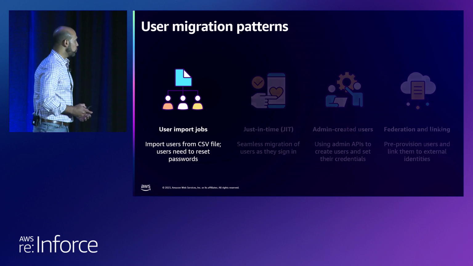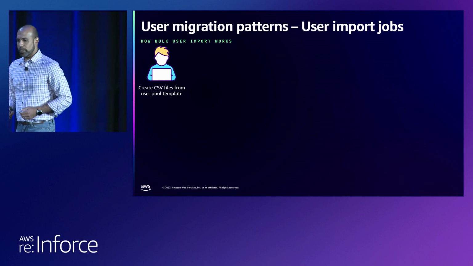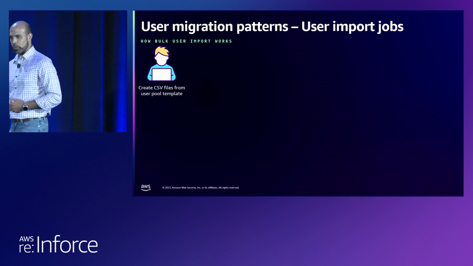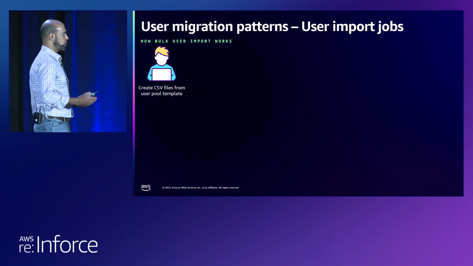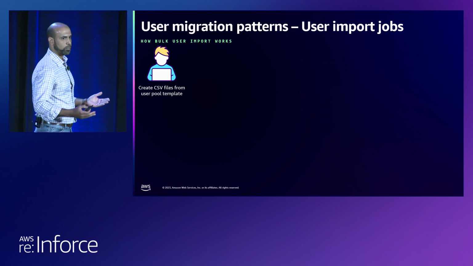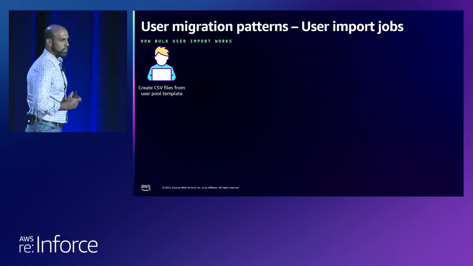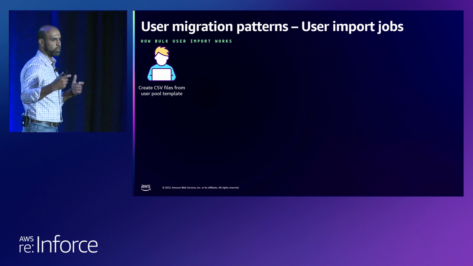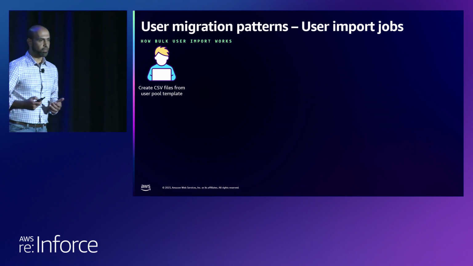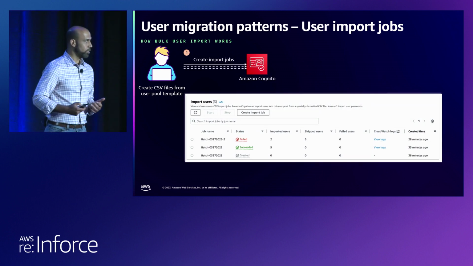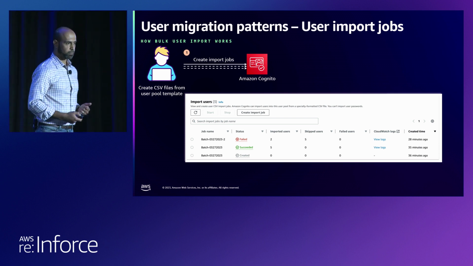Let's talk about the first one, the user import jobs. In user import jobs, you create your Cognito resources, which we call the Amazon Cognito user pool. This is the main user directory for you. You structure the user schema, so what are the attributes you expect to see in a user profile. And then you can export from the user pool a CSV header, which tells you here is the schema that you need to structure your users in. Then you build a series of CSV files with the users you want to migrate. Then you upload these CSV files into Cognito as import jobs.